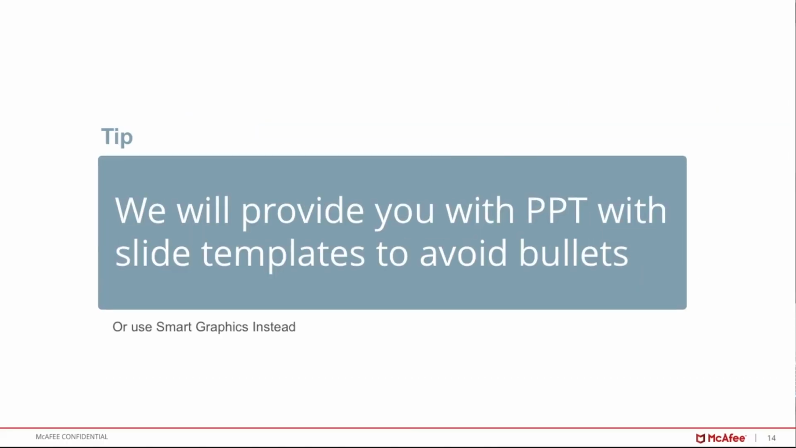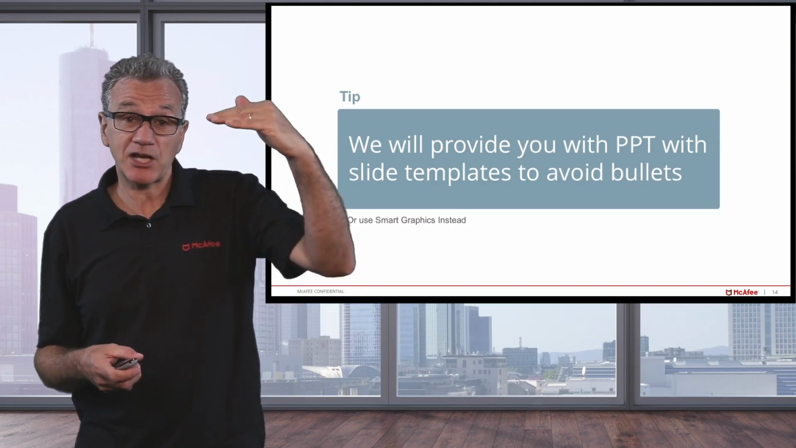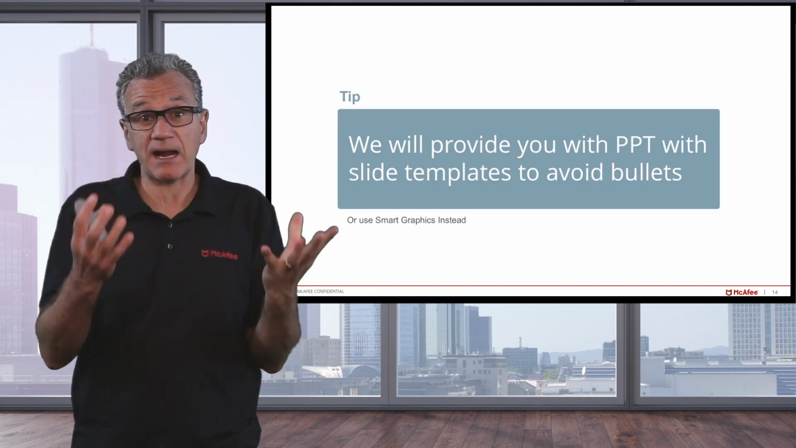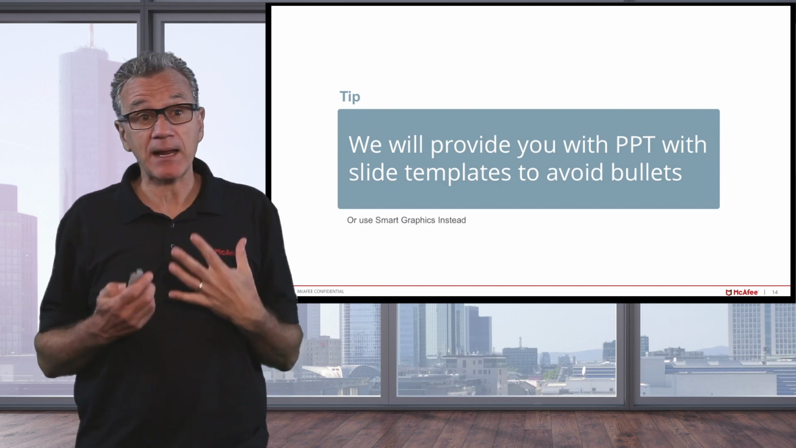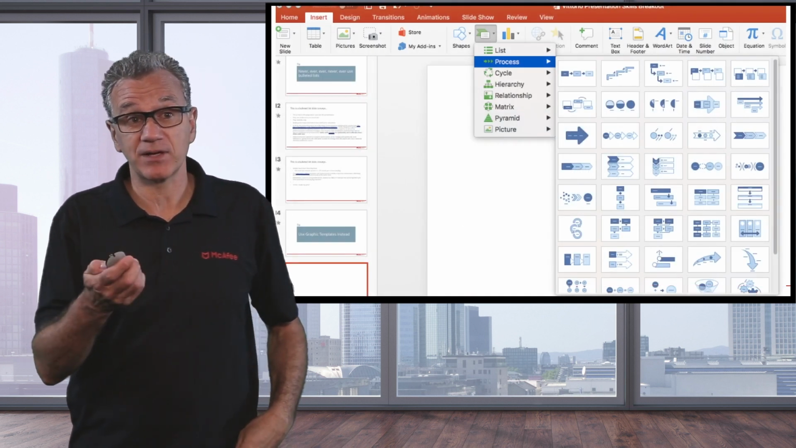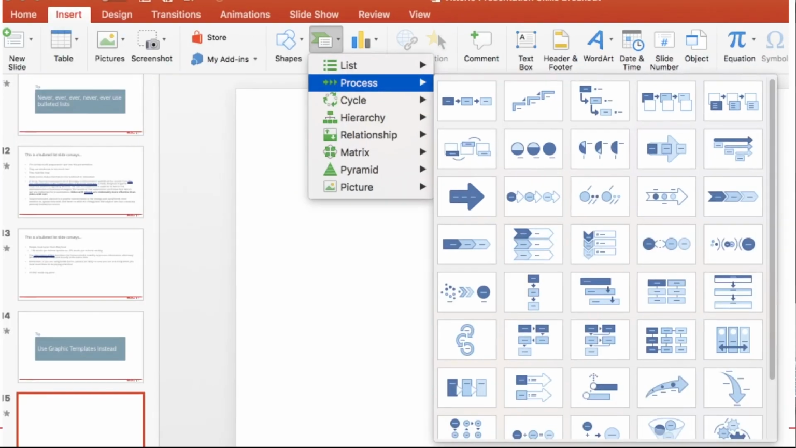We will provide you with a PowerPoint template that has a bunch of slides that are designed to achieve what a bullet does, but in graphic form so that they're more compelling. If you don't have that, then I recommend that you use smart graphics. So you go in the menu, use smart graphics, and depending on what you need, there are a lot of things in PowerPoint that you can use that will look more professional and don't look like a bulleted list.